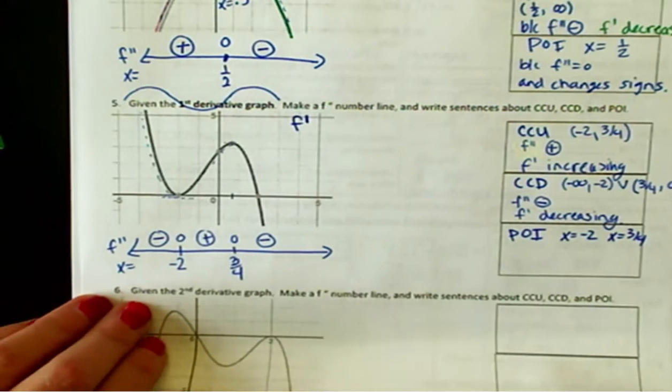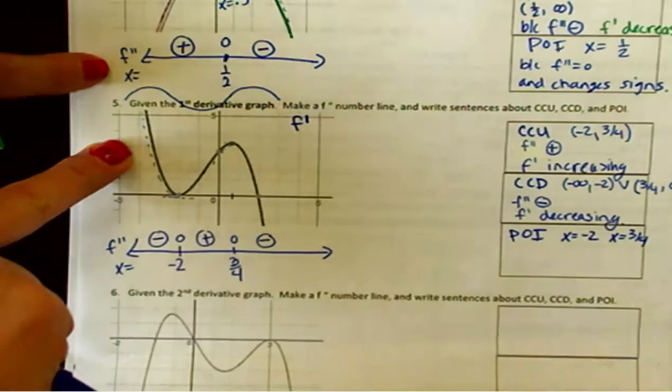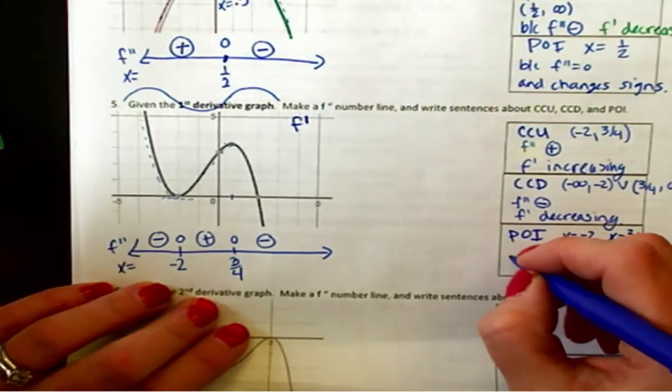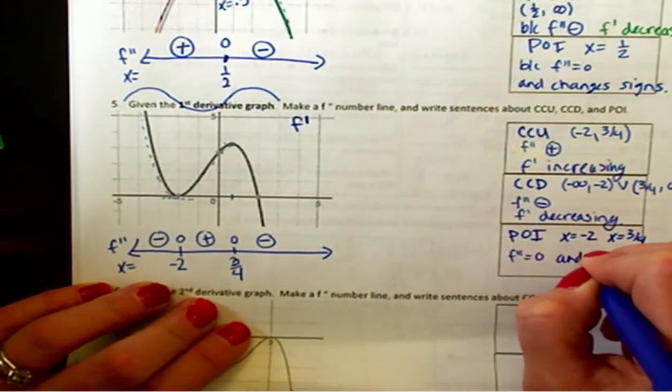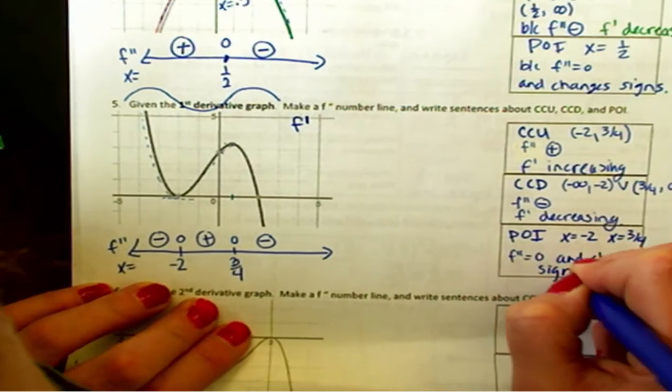Now, I didn't ask for the points because I don't have enough information to find them. All I have is f prime. I don't actually have the original graph to look up the points on. Okay? Double prime 0 and changes signs.